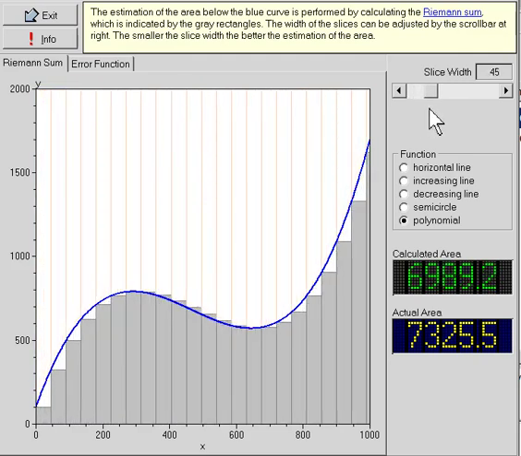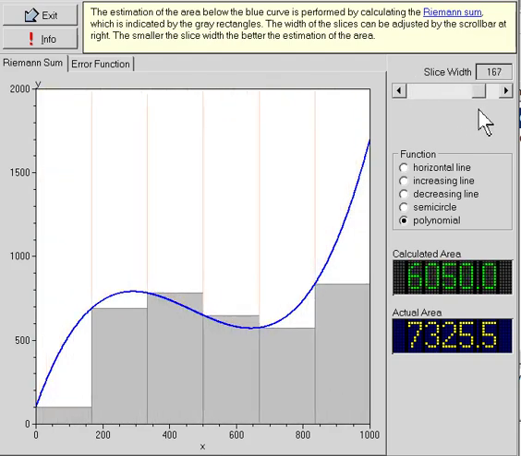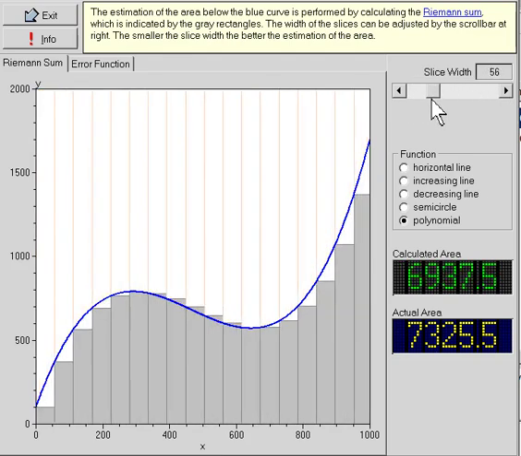Okay, so the Riemann sum is a type of calculus thing that isn't calculus, but is. So there you go.